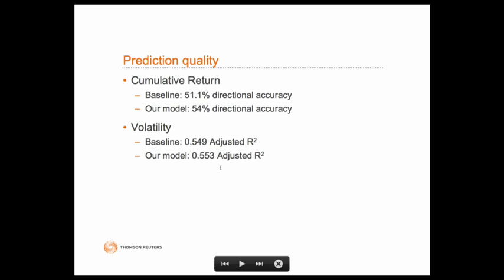Oh, interesting. And your volatility model, though, wasn't simply putting an absolute value around the first one? No.